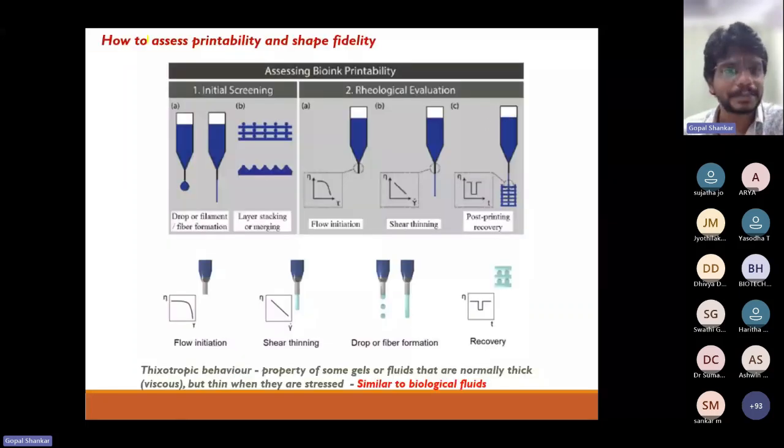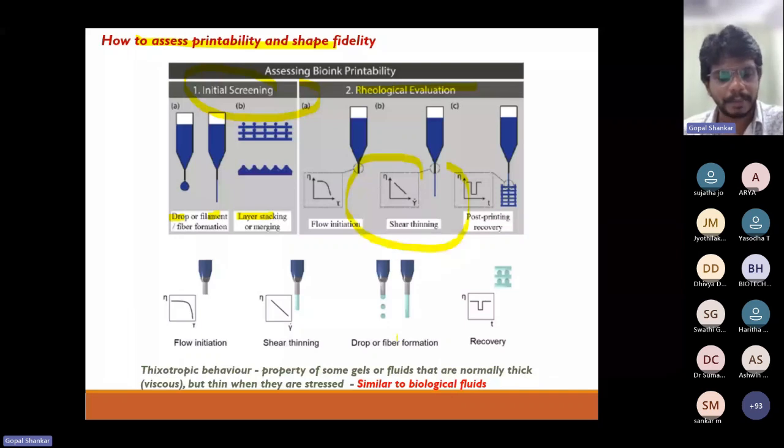So how do I assess the printability and shape fidelity? Initial screening can be done where you look at the first drop formation or the filament formation, or you can also try to understand the layer stacking or merging. In terms of rheology, you can understand the shear thinning property. We'll talk about the shear thinning property. And there is an important property that is called the thixotropic property. That is the property of gels or fluids that are normally thick, that is, basically viscous, but they become thin when they are stressed.